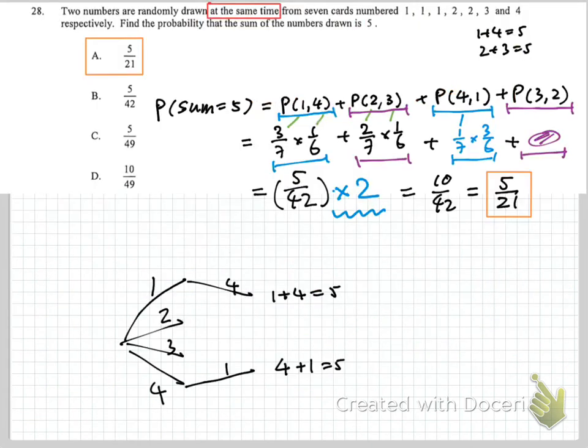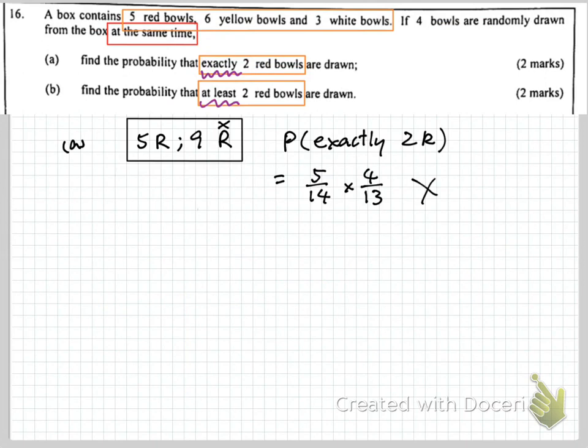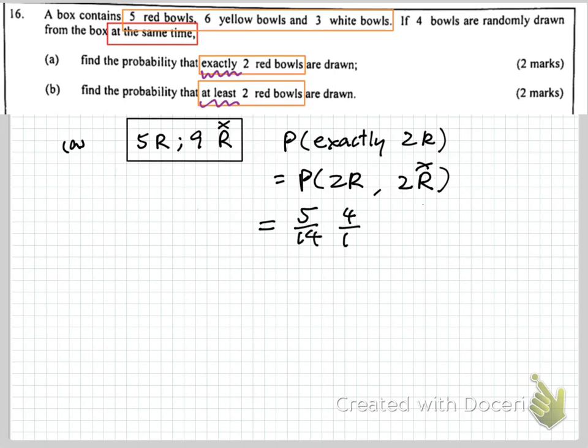If it is exactly 2 red, because 4 balls are drawn, exactly 2 red means that 2 of them are red and 2 of them are non-red. So the probability of 2 of them being red and 2 of them non-red: the first red is 5/14, the second red is 4/13. And then the third one is a non-red, it is 9 out of 12. The last one is non-red, so it's 8 out of 11, right? So if you multiply all this together, that is the answer.